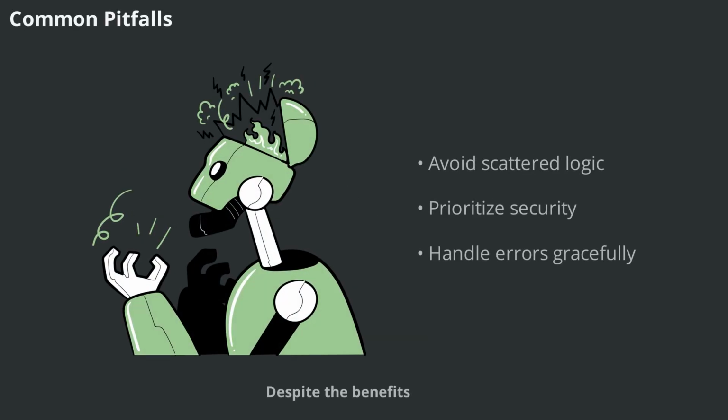Despite the benefits, there are common pitfalls to avoid when building a deep linking system. These include scattering logic across modules, neglecting security checks, and failing to handle errors gracefully. By being aware of these challenges, you can design a more robust and maintainable architecture from the start.